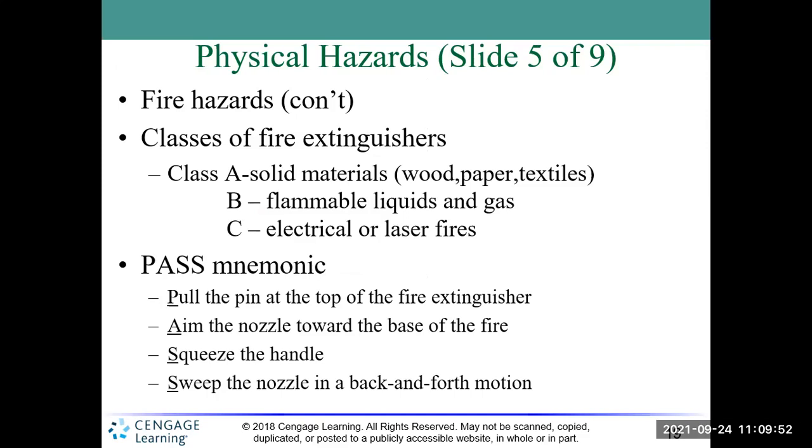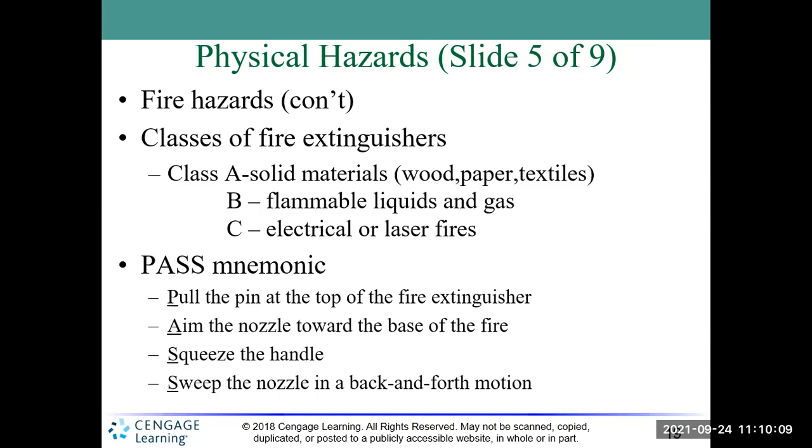Yeah, we talked all about all that. There's also 3 types of fire extinguishers. So there's class A, B, and C. A has water in it. Those are for solid materials like wood, paper, textiles, things like that.